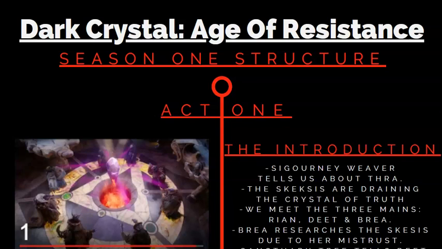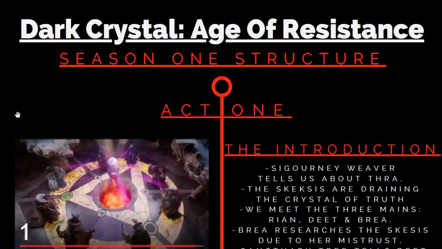Okay, so here I am about to do something different, something a little new. It's a structure breakdown again, which I love doing, but this time I'm doing the structure breakdown of an entire season of a show. And I figured what better show to pick than The Dark Crystal: Age of Resistance, which came out on Netflix last summer.